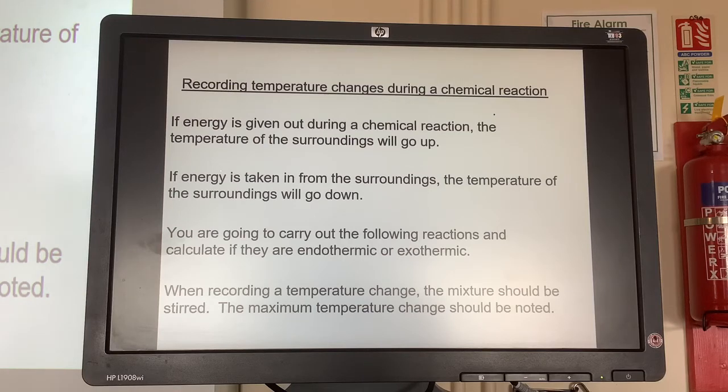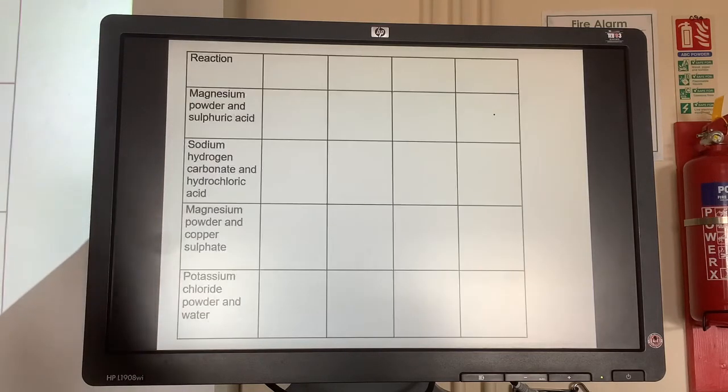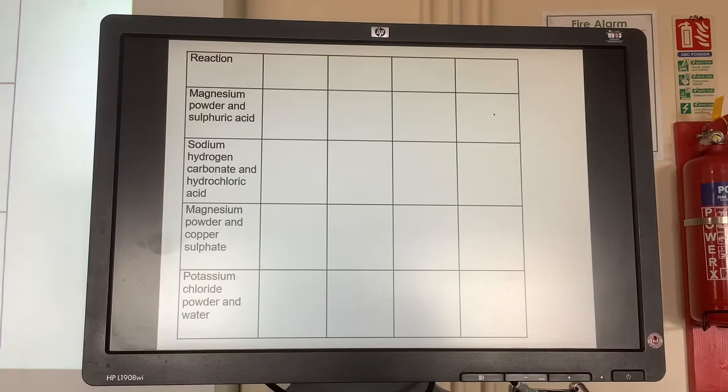So, you're going to read those instructions. You might want to pause the video. And there would be 4 experiments to do. Now, this table's been designed. It's not a great table. I'm not particularly happy with this. What is this table missing? We've got the reaction there, the 4 reactions that we're doing. What is this table missing?